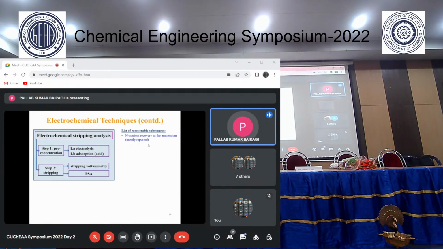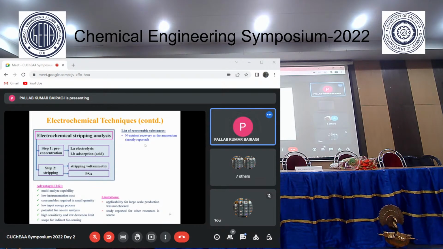The next commonly used method is electrochemical stripping analysis. This, with or without integrating with other suitable units, has been extensively used for the recovery of different resources from wastewater generated from diverse sources. It has several advantages such as multi-analyte capability, low instrumentation cost, fewer consumables, low input energy, etc. The method is a combination of electrodialysis modified with stripping, either membrane or acid stripping.